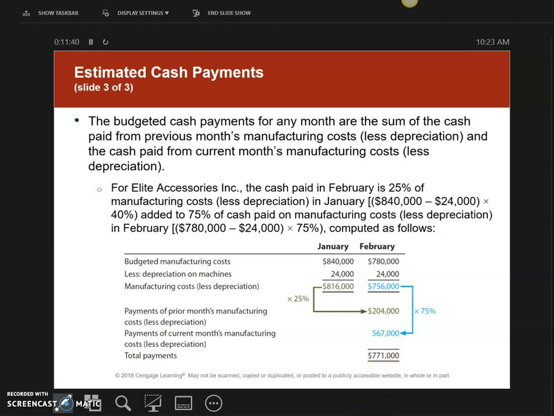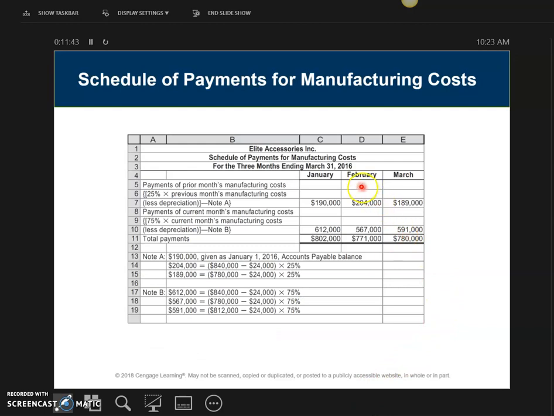So here is my schedule of payments of manufacturing costs. January, this represented the accounts payable balance given at the beginning of the year, I'm sorry, which represents 25% of December's manufacturing costs. The 204 is 25% of January's manufacturing cost after I minus depreciation right here. And the 189 is 25% of February's. These represent 75% of January, 75% of February, 75% of March. So here's the payments I'm going to make.